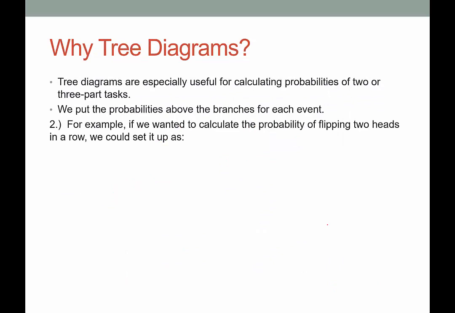Okay, so as I mentioned, tree diagrams are especially useful for calculating probabilities of 2- or 3-part tasks. What we do is we put the probabilities on the branches of each event. So for example, if we want to calculate the probability of flipping 2 heads in a row. So the situation here is you have a coin, you flip it once, you record what it was, whether it was heads or tails, and then you flip it a second time. What's the probability that it's 2 heads? You might already know the answer to this, you might not, but we can use the tree diagram to set it up. So whether you do or don't, let's see what happens here.